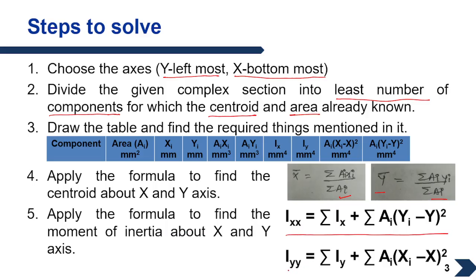So the trick how you can remember these two formulas is, for Ixx you will have sigma Ix plus this part will be ai y minus y bar whole square. So this is y bar and this is x bar. Similarly, for the y axis you have sigma Iy plus ai x minus x bar whole square. So sigma ai x minus x bar whole square.